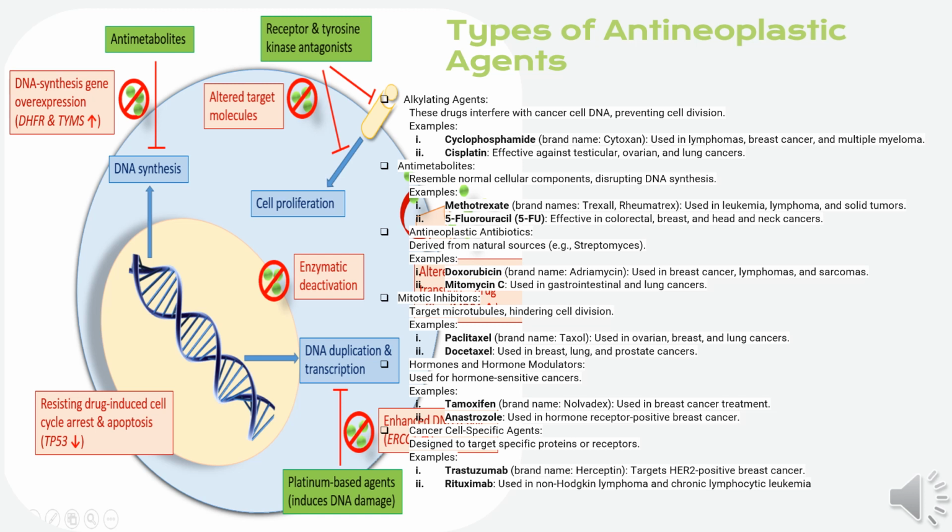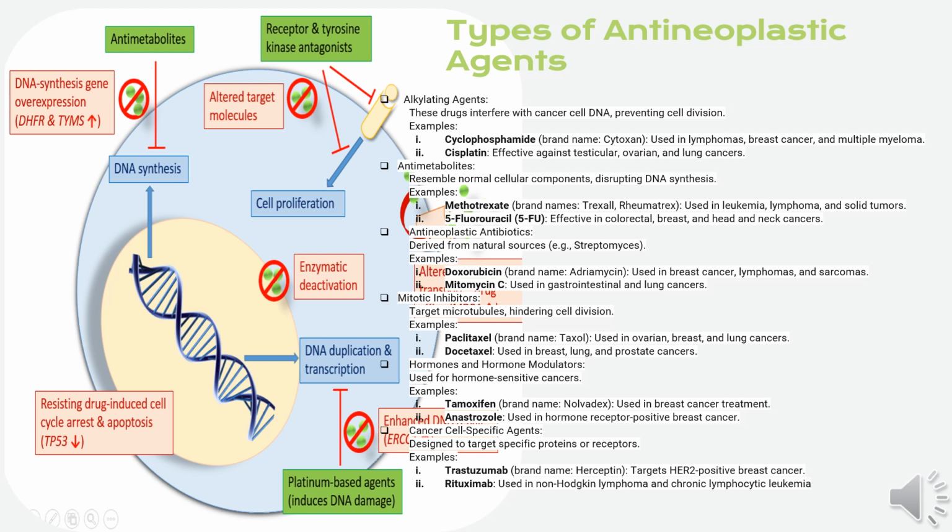The next one is hormones. Hormones are used for hormone-sensitive cancers. These agents can decrease hormone stimulation. Tamoxifen or Nolvadex is used in breast cancer treatment, and anastrozole is used in hormone receptor positive breast cancers.